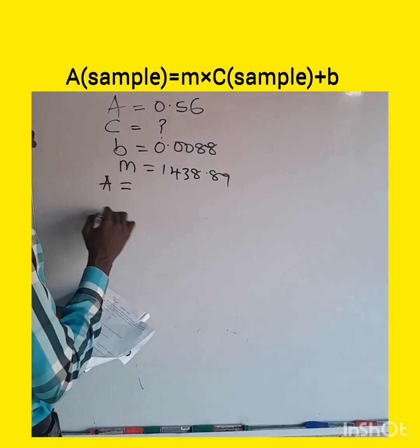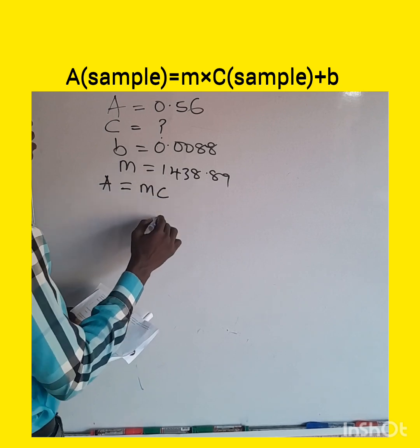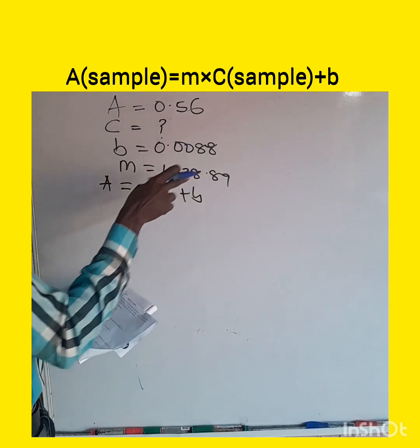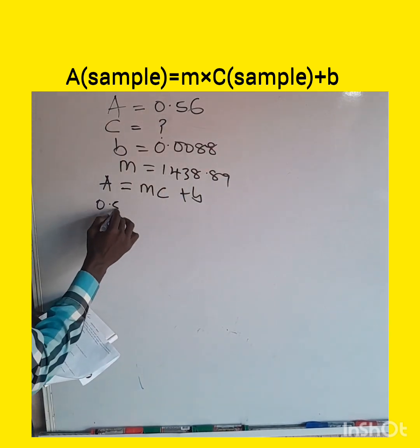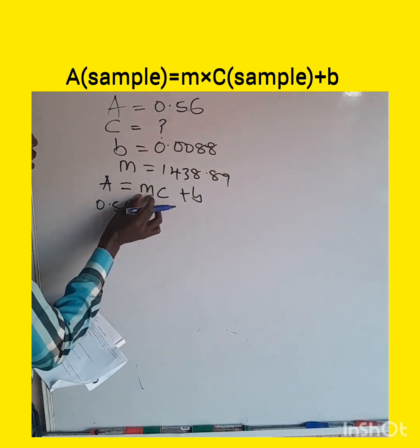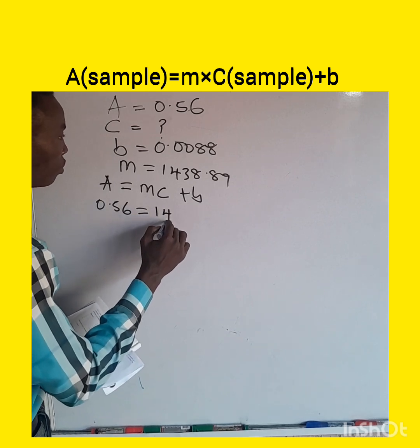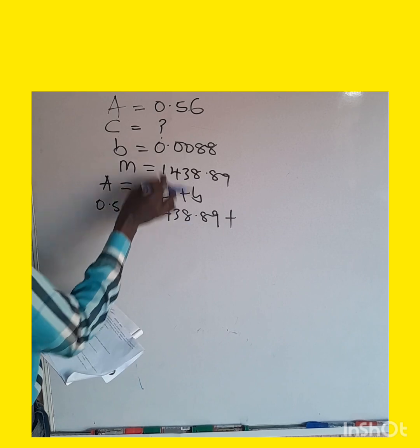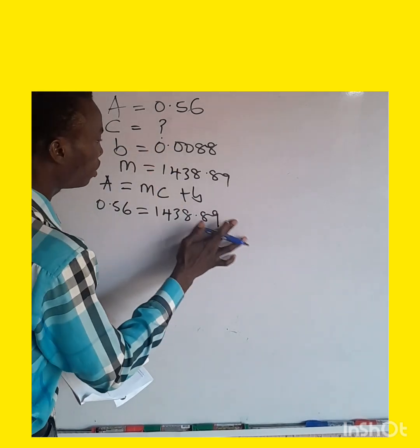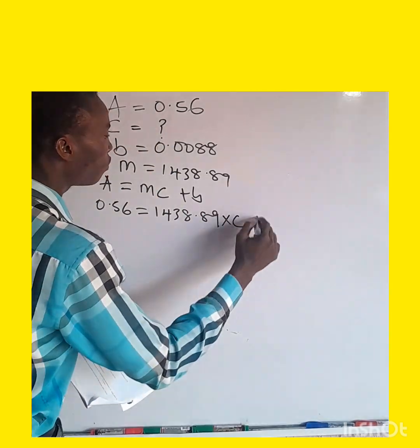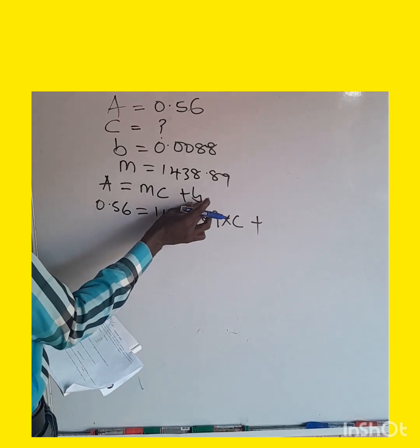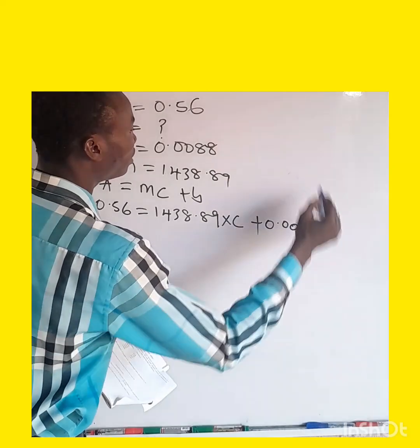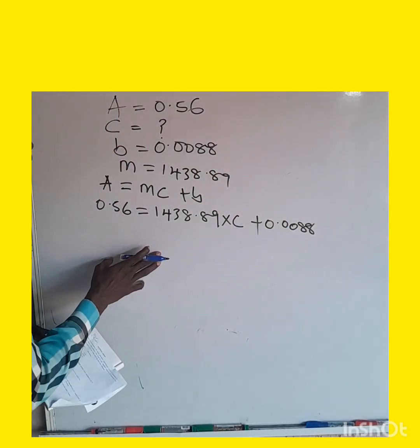So with respect to that, this is what we are going to do. Absorbance now equals M times C plus what? Plus B. So the absorbance given in that place, the one related to the vanadium, is given to be 0.56 equals to, now the slope is given to be 1438.89 times the concentration, which is what we are looking for. So we don't know the concentration, that will be C, followed by plus the value of the B. We have calculated that one before, that is 0.0088.